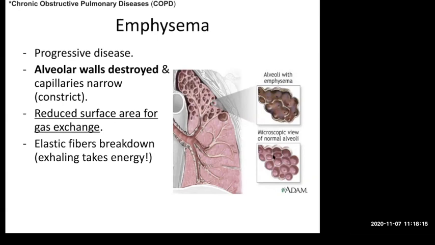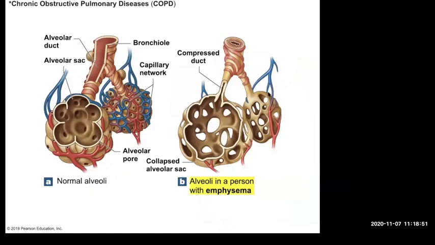The elastic fiber breakdown is going to mean that exhalation is going to take energy. You have to do that forced breathing. If you've heard someone with emphysema, they have that sound. They have to force the air out because that elastic fiber is this weakened, kind of stringy bungee cord type of action. So smokers obviously are going to have it.